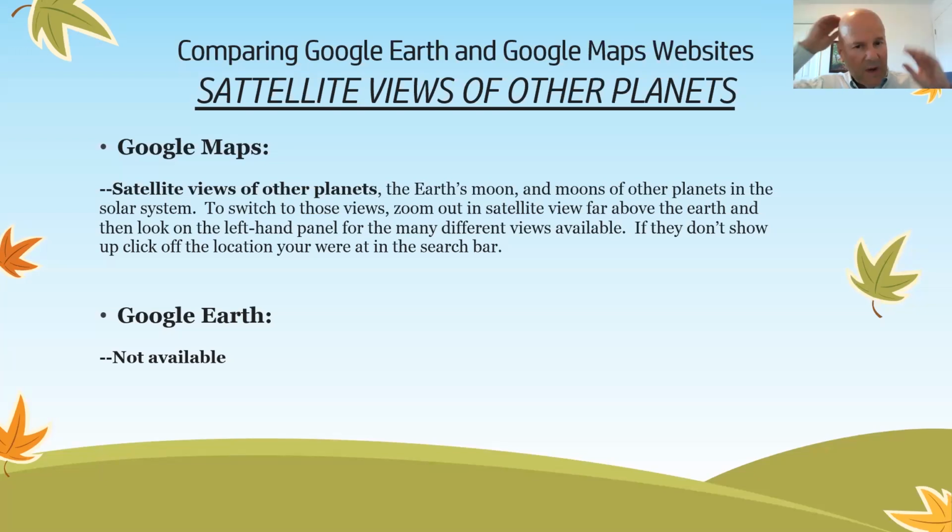You have to zoom out to the maximum view of the Earth, and then in the left-hand corner, they'll show up. If they don't show up, then you need to click off your location. I'm not going to give you a lot of detail on that because that's not the purpose of what we're trying to do today. Google Earth does not do that.